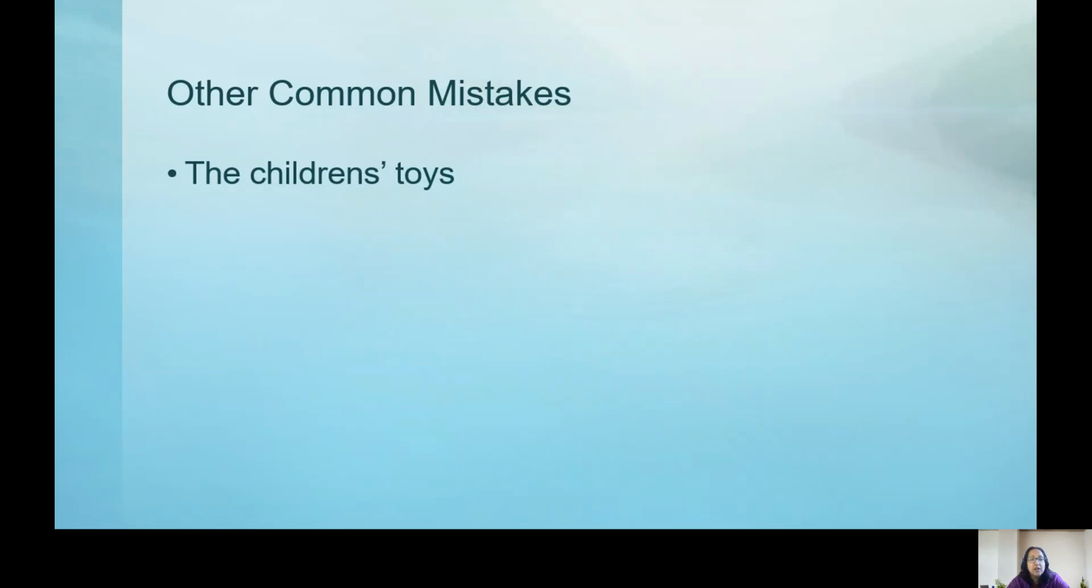There are some other common mistakes that people make. For example, people often write the children's toys with the apostrophe after the S, whereas it should be before the S, because children is already plural. We can't say childrens'. Okay, the apostrophe only goes after the S at the end of a plural word.